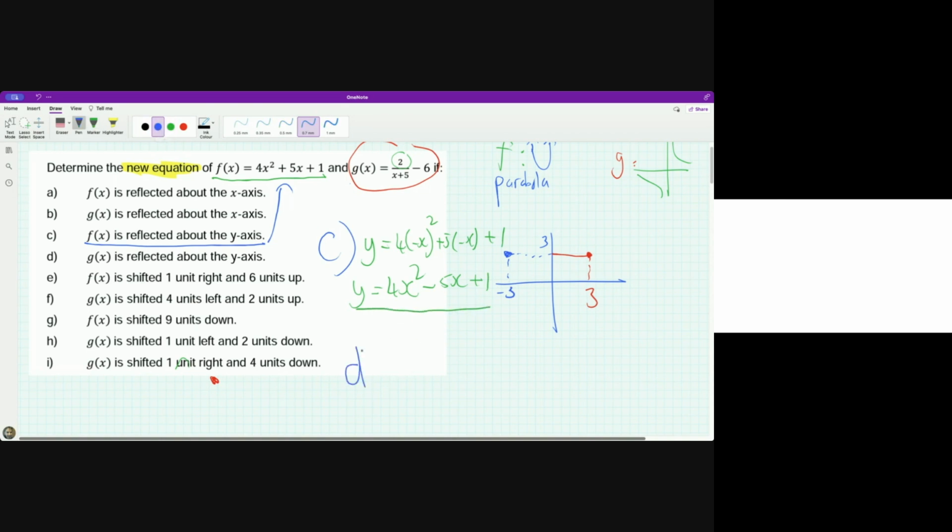Now you need to do D for me, and D is reflecting the function g over the y-axis. See if you can figure out what that one is going to be.